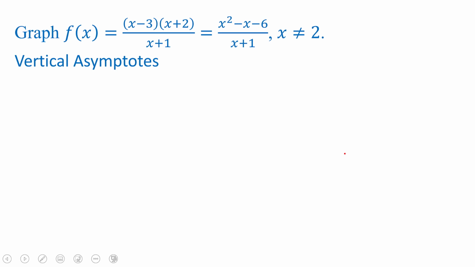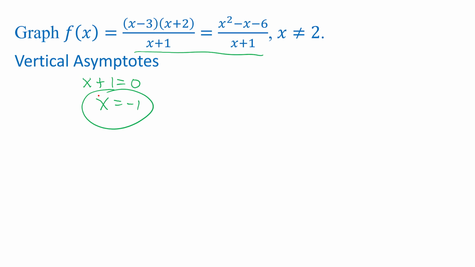Then we look for asymptotes. The vertical asymptote we can see in either one of these two versions: we would set x plus 1 equal to 0 to give us x equals negative 1. And we can see the degree of the numerator is 1 more than the degree of the denominator, so we do have a slant asymptote here.